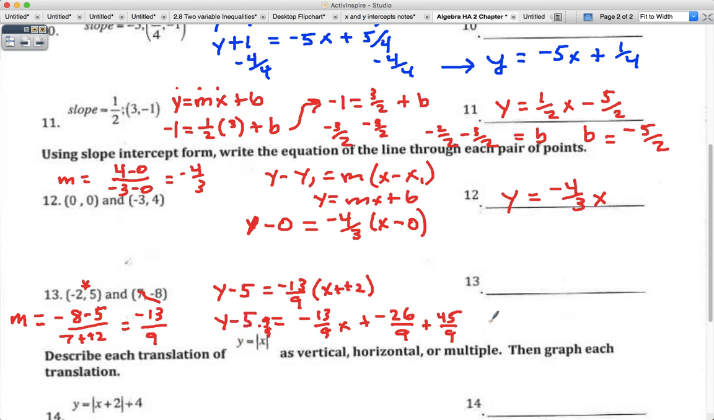So now what I have is y equals negative 13 over 9x, and then 45 minus 26, which will be over 9 though. So I have negative 13 over 9x. I'm going to have a positive number. So I'm going to have to borrow 1 from the 4, which will give me 3. This will be 9, and 3 minus 2 would be 1. That'll be a positive 19.